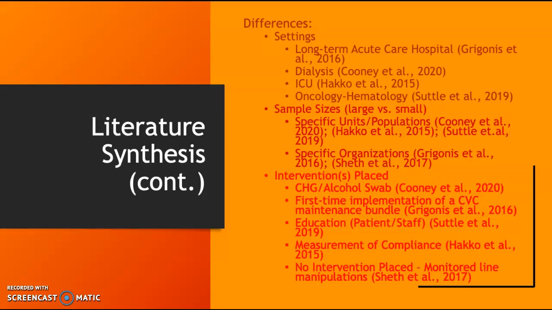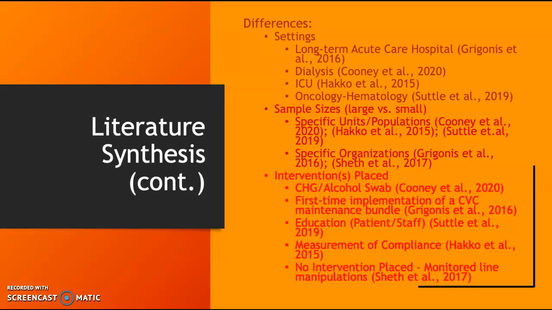However, Gregonis et al. and Sheff et al. looked at specific organizations. So Gregonis did the long-term acute care hospitals with Select Medical, which was 30 different hospitals. Sheff et al. primarily looked at one hospital but 5 different units within that hospital, in which those units were serving med-surg patients.